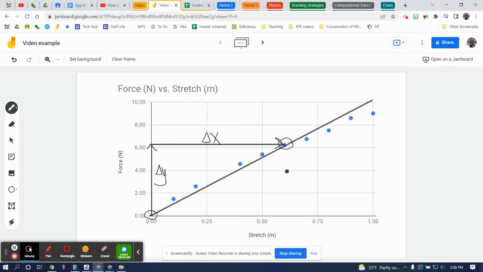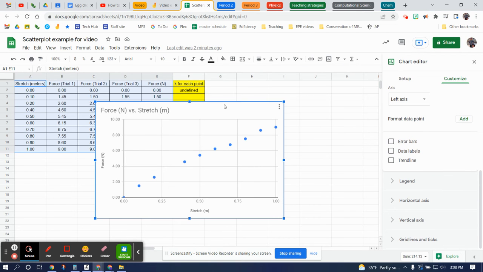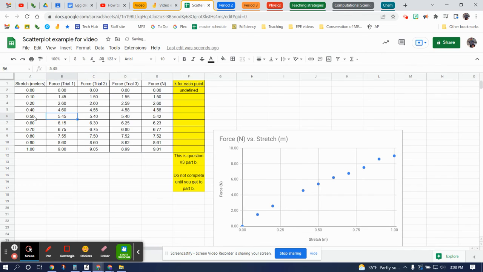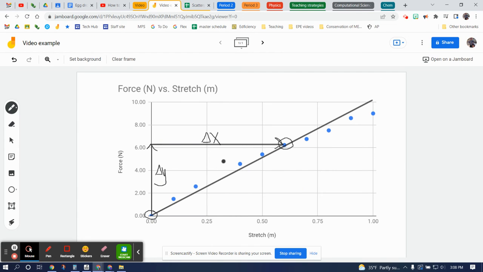Okay, and so you should be able to go to your data table and figure out exactly what the value is of this point that I circled here. So that's somewhere in between 0.5 and 0.75 for stretch. So I'll go back to my data table. And then between 0.5 and 0.75, we have 0.6, and the average force for that is 6.23. So this right here was 0.6 and then 6.23.